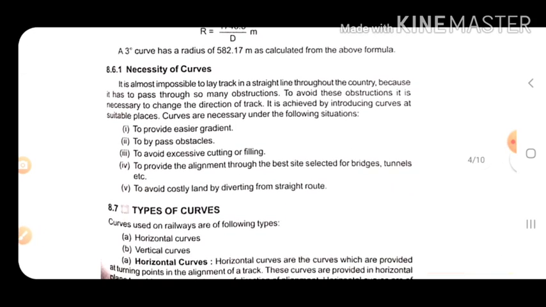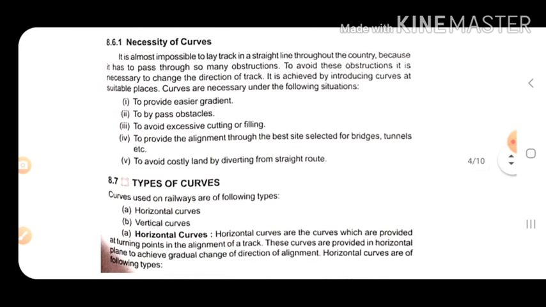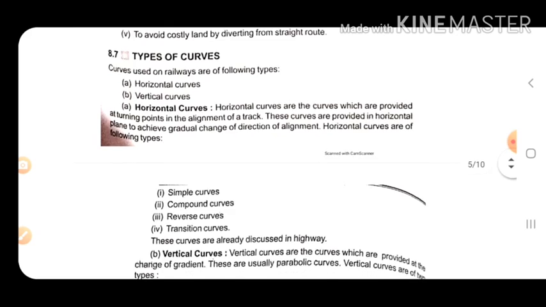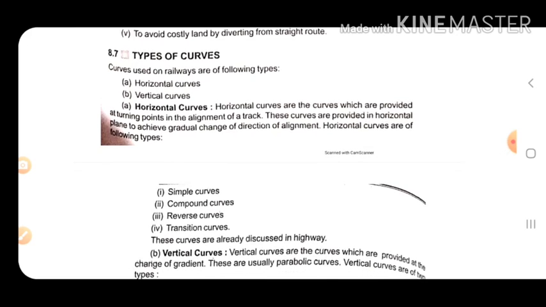Necessity of curves: to provide easier gradient, to bypass obstacles, to avoid excessive cutting or filling, to provide the alignment through base sites selected for bridge, tunnel etc., to avoid costly land by diverting from the straight route. Types of curve: horizontal curves and vertical curves.